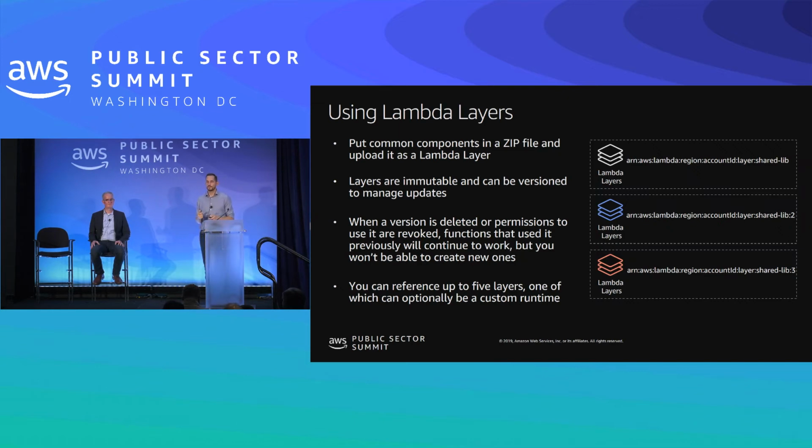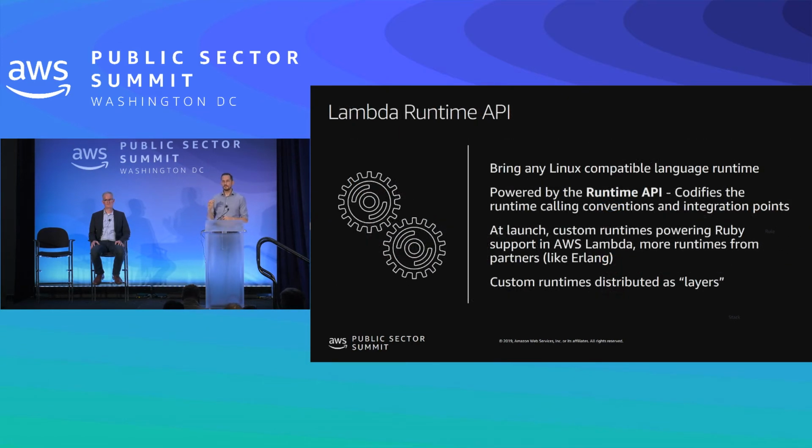So for the runtime perspective, you can bring any Linux-compatible language runtime. A great example of this is the support for Ruby. If you want to use Ruby, you can totally do that. You would basically use the Ruby runtime API, and that's going to be done as a layer in the Lambda function. Other things like Erlang or other runtimes are also supported. Any runtime that's Linux compatible is supported, and you do this by leveraging the Lambda layer.